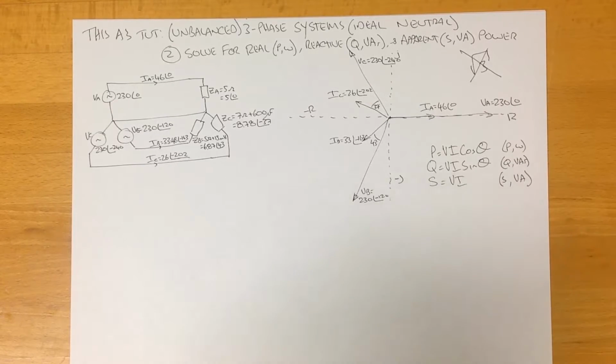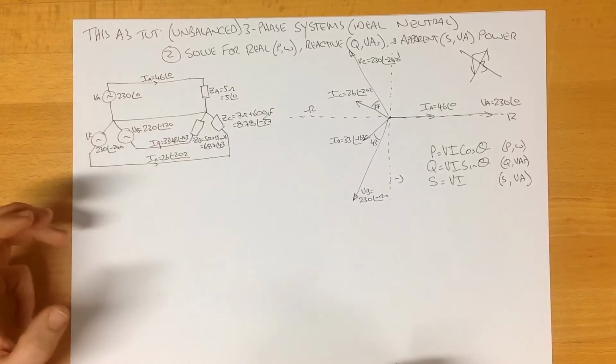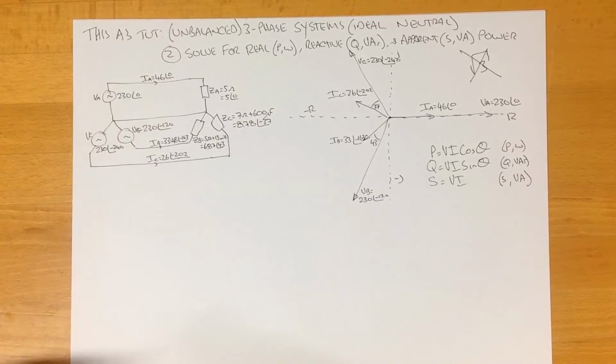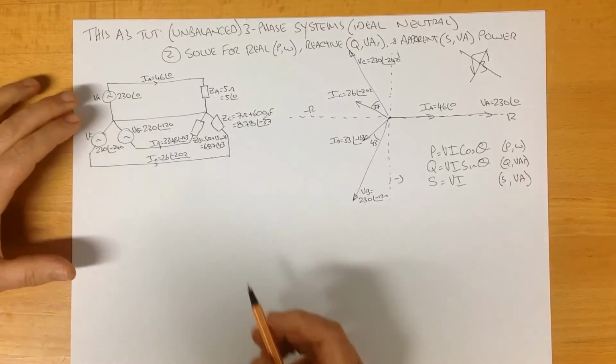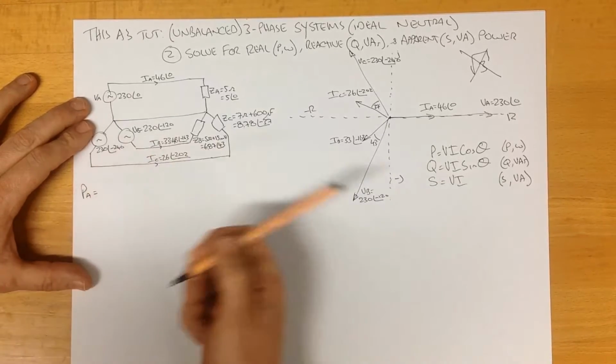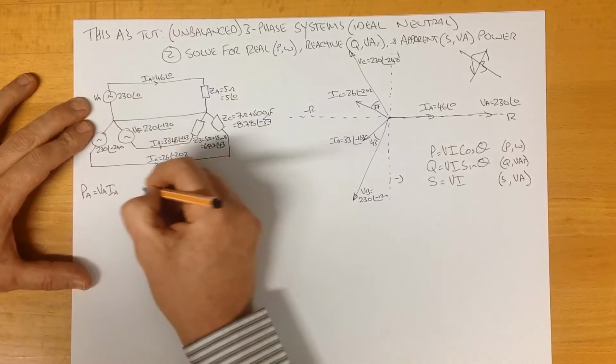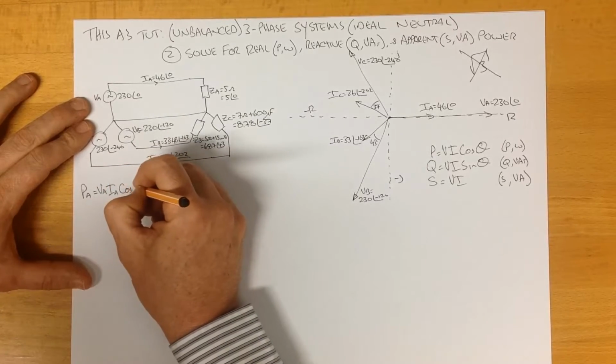So let's go through and calculate all the power dissipated in each of these loads, and from that we can calculate the total power dissipated in the circuit. So, power dissipated in phase A is the voltage in phase A times the current in phase A times the angle in phase A.